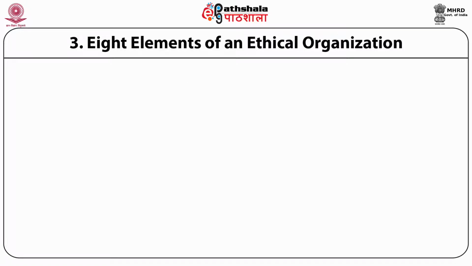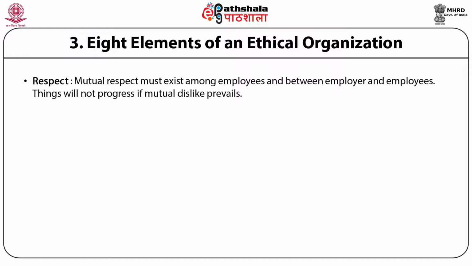There are 8 elements of an ethical organization. These are respect. Mutual respect must exist among employees and between employer and employees. Things will not happen if mutual dislike prevails. Maintaining cordial relationships among employees is of utmost importance. If existing relationships start to weaken due to any reason, corrective action should be taken timely.